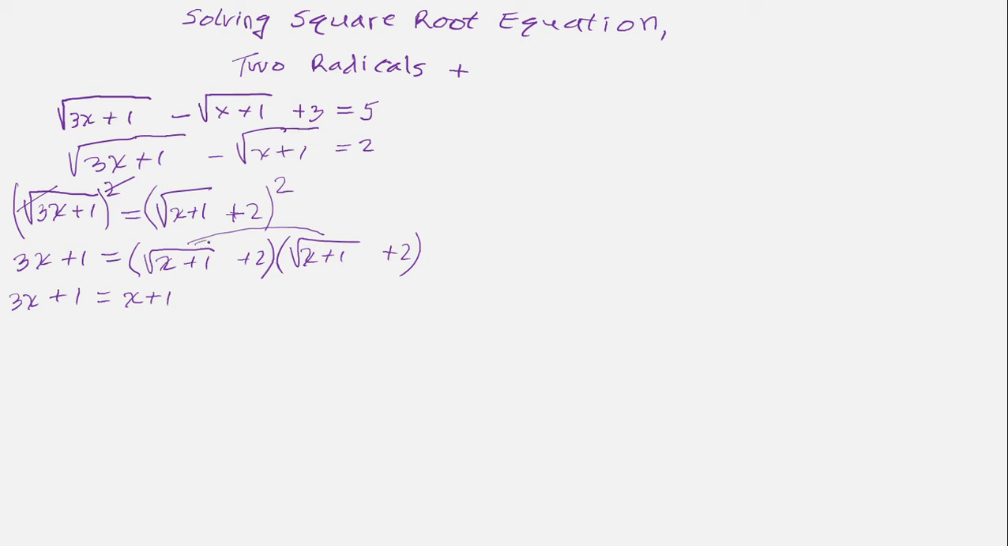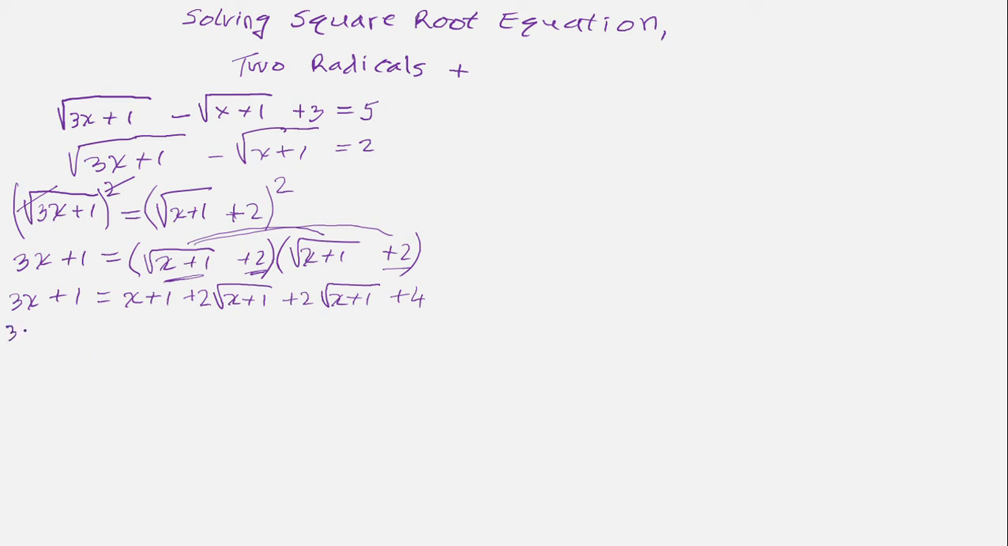Then square root of x plus 1 times 2 is just 2 of them, so 2 square root of x plus 1. So we are done with this. Now we go here. 2 times square root of x plus 1 is another 2 square root of x plus 1. And then finally 2 times 2 is 4, so plus 4.